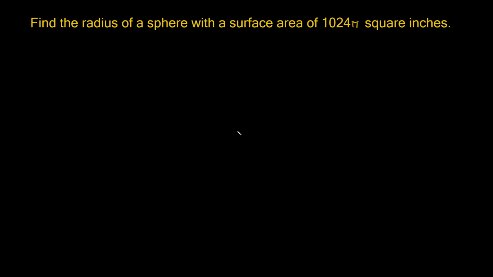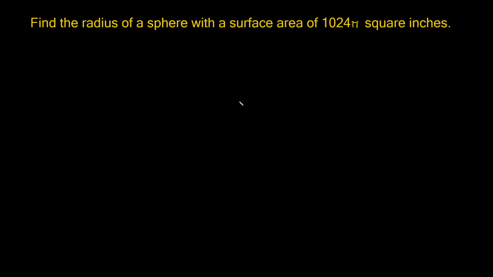So in this video, I'm gonna teach you how to find the radius or diameter of a sphere when you're given the surface area. All right, so let's start with this first one right here. This one just says, find the radius of a sphere with a surface area of 1024 pi square inches.